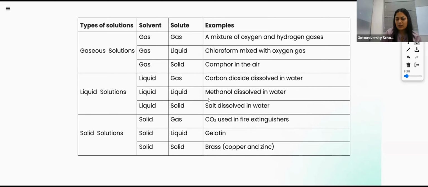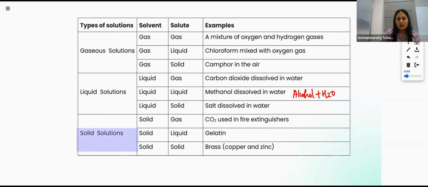Next is liquid-liquid solution. Here we have an example of methanol dissolved in water. What other example can we use for liquid-liquid solution where solvent will be liquid and solute will be liquid? We can use alcohol plus water, right? The next, for liquid and solid, is salt dissolved in water. Say salt solution, sugar solution, all right.